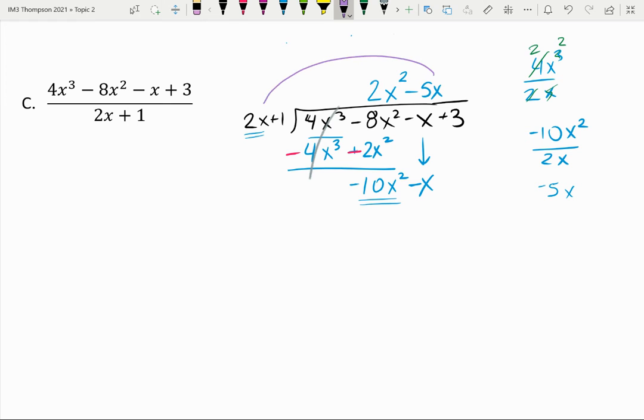Then I distribute. Negative 5x times 2x gives me a negative 10x squared. Negative 5x times 1 gives me a minus 5x. Then I change the signs. So I get a plus 10x squared and a plus 5x. These cancel. Negative x plus 5x gives me 4x. Bring down the 3.